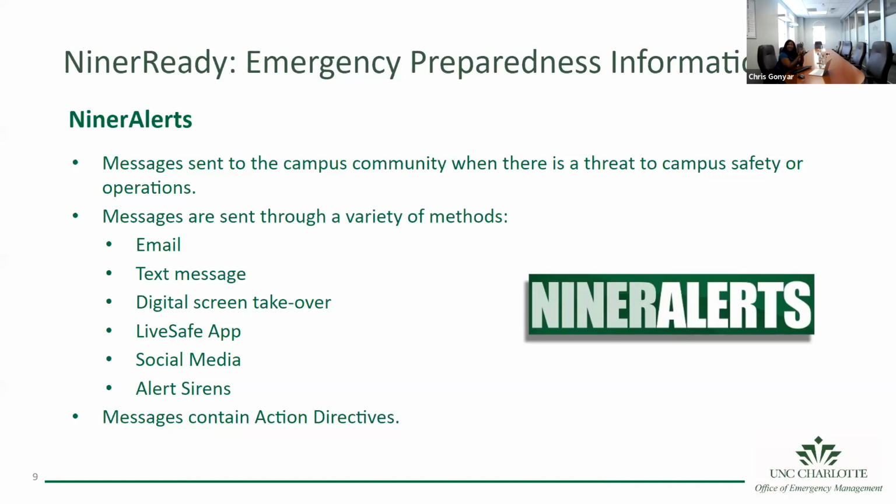So you'll see that in classes, you'll see that in the library, you'll see that in common spaces that have those informational screens across campus. So we push that information to as many platforms as possible. And we do that because we don't want you to miss this emergency information. And also, there are going to be specific action directives that you need to take when you receive a Niner Alert. So it's very important that you receive this information in one of many ways, whether it's your email, your text, or social media. We definitely want you to know that something's going on on campus and there are things that you need to be prepared for.